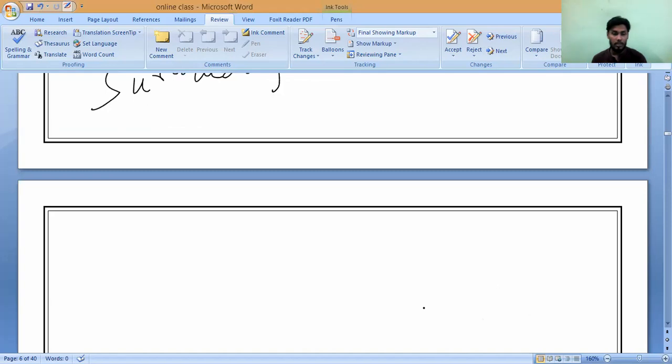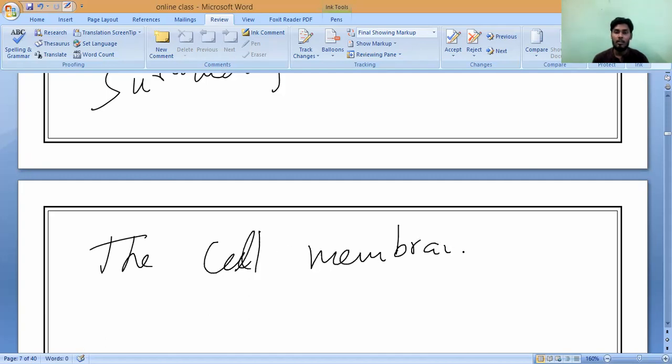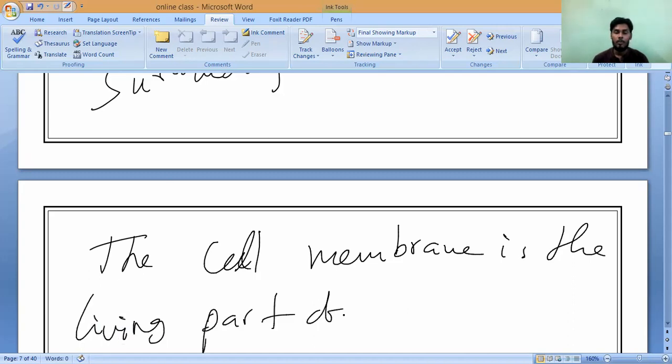Last point, please note it down. The cell membrane is also called the plasma membrane. So the cell membrane is the living part of the cell.